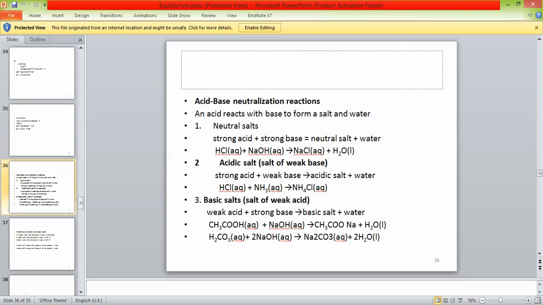And then you have a basic salt when a weak acid reacts with a strong base to produce a basic salt. Now, each one of these salts has a certain behavior that it portrays when it is dissolved in what? In water. When an acidic salt is dissolved in water, it is going to produce an acidic solution. When a basic salt is dissolved in water, it's going to produce a basic solution. So please, you should be able to remember this.